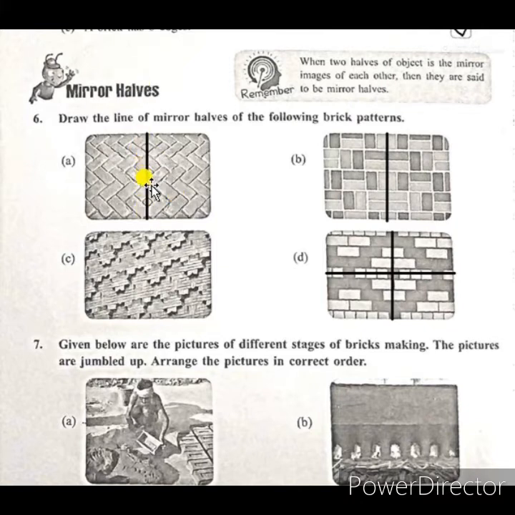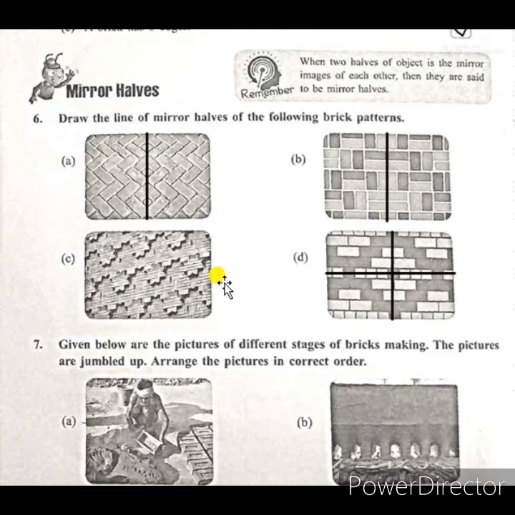Now see the second figure, another type of brick pattern. Here also, if you draw a vertical line from the middle of this figure, we will get two same parts, similar shapes. So the mirror half of this figure is the same, without any difference. So what is the mirror line here? A vertical line from the middle portion.